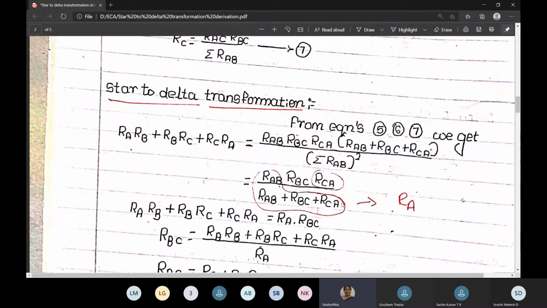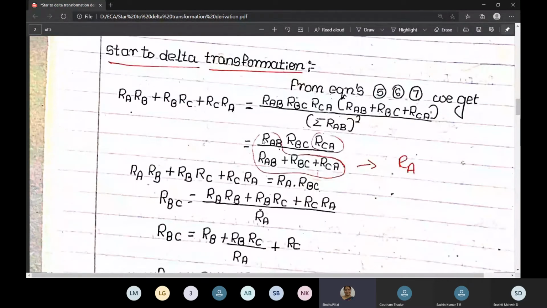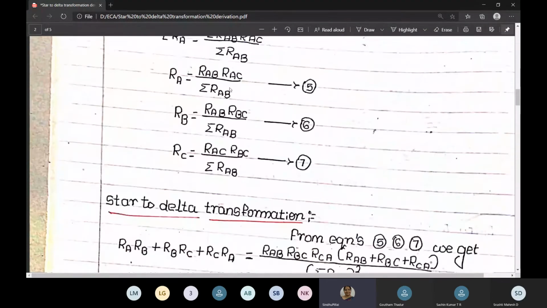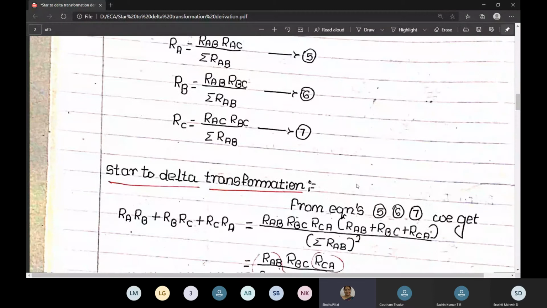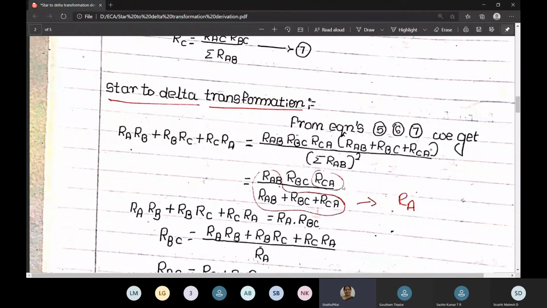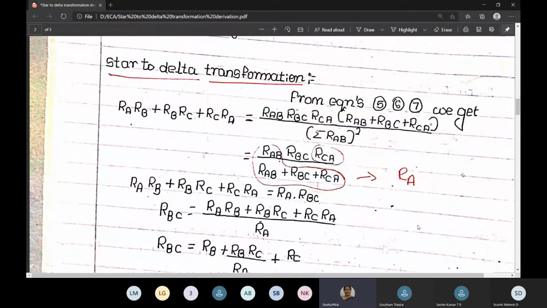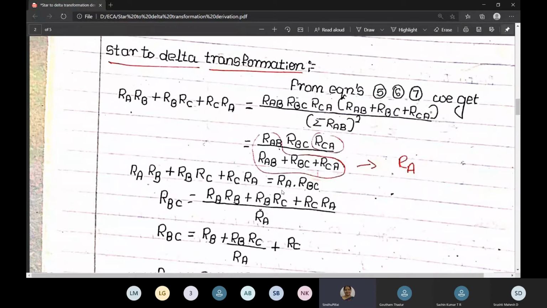Fine. So if you carefully observe, this full term, RAB into RCA divided by the summation, is nothing but RA. You can just substitute it as RA. So this full term where I have put this circle is substituted as RA here. Okay. And this RBC is written here. So the LHS is written as usual, whatever we have there, the same thing is written for LHS, and RHS is now RA into RBC.